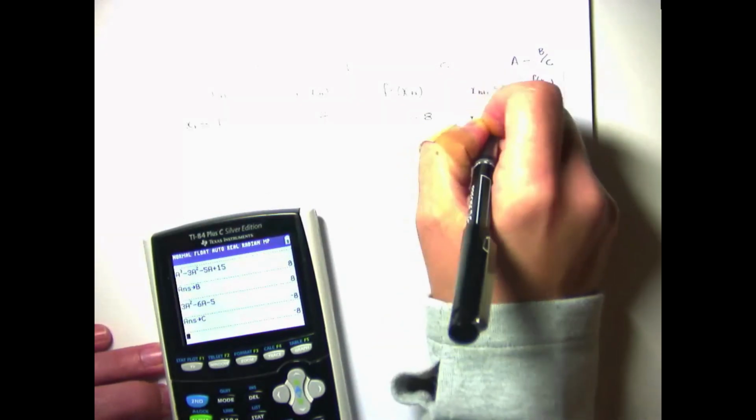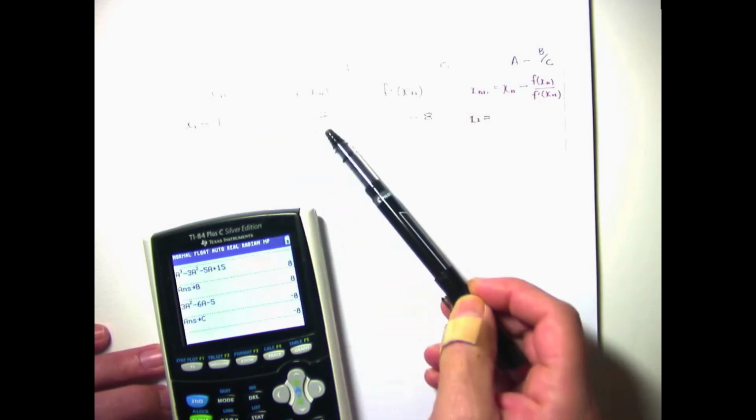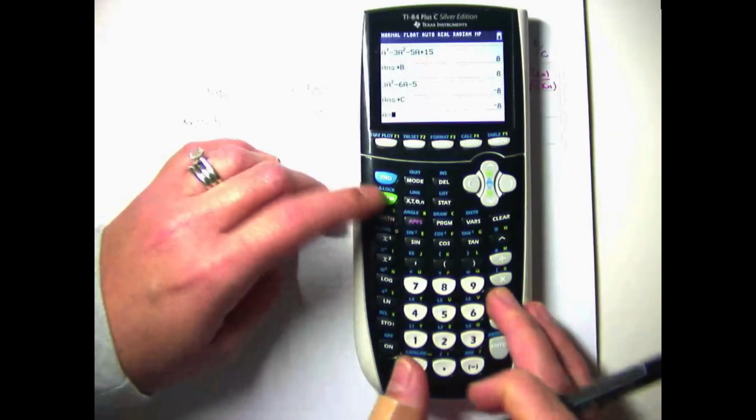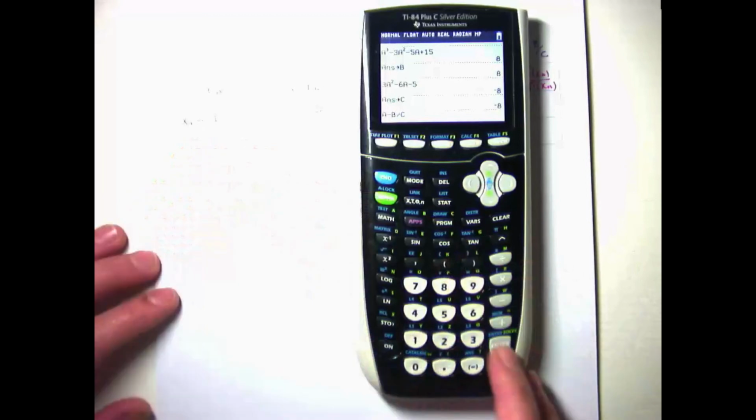All right, so we can then calculate x sub 2 will be equal to 1 minus 8 over negative 8, or I'm going to type in my calculator here A minus B over C. I get a value of exactly 2.